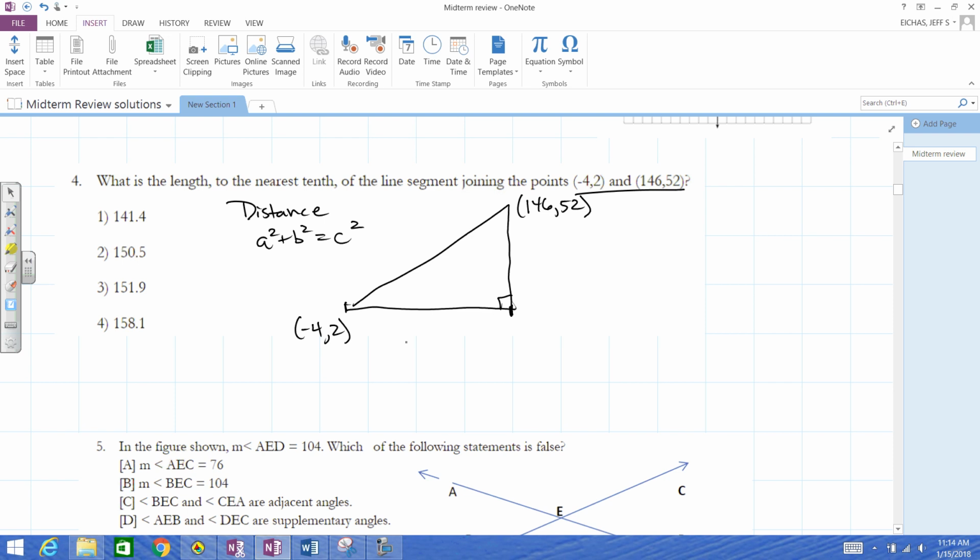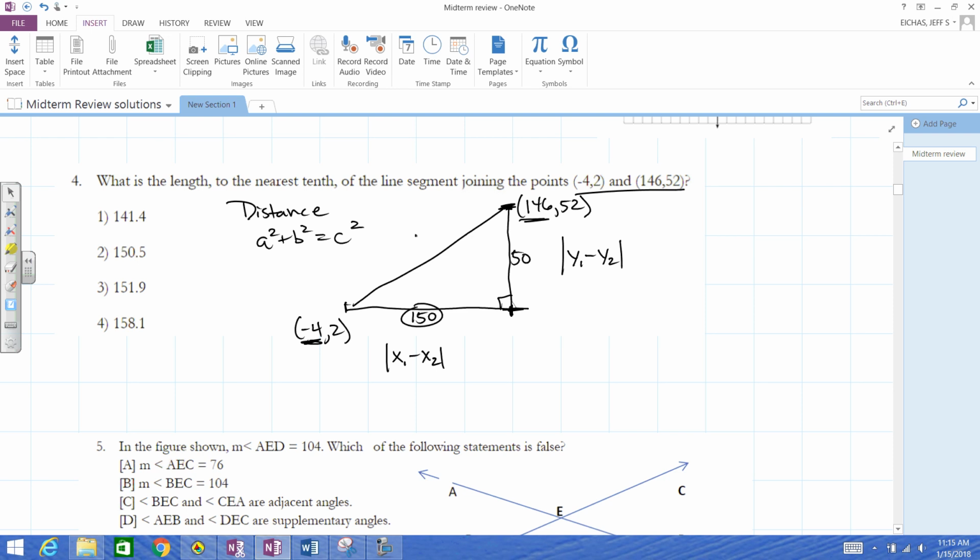Your run is the distance between the x's. So how far apart are the x's? That's all you've got to consider. So from negative 4 to 146 is 150 steps. So that's going to be your run. Your rise is going to be your difference in y's. That's just the absolute value symbol. So 52 to 2 is going to give us a rise of 50.